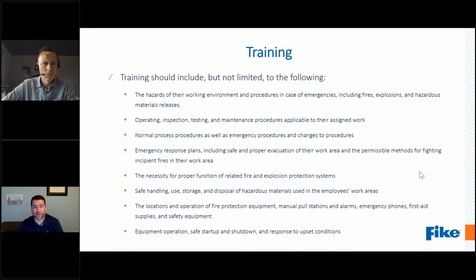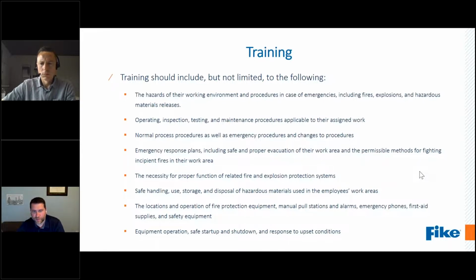Also, if you have personal grounding and bonding for personnel, that may be different for maintenance working on it, so ensure that you have those right procedures there. You need your normal process procedures, but also emergency procedures and changes to procedures that those operators are trained on.